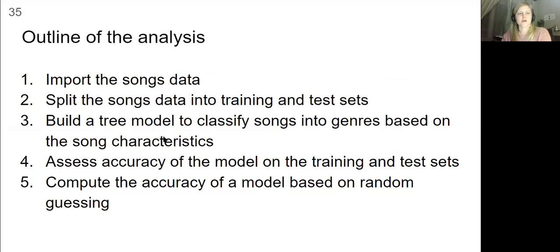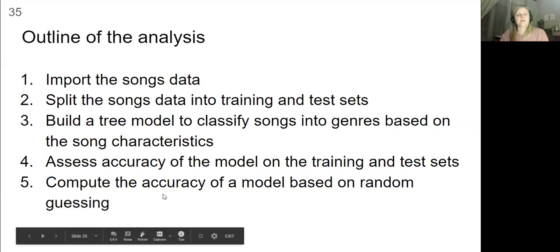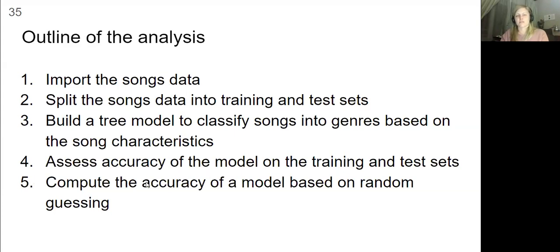Okay. So in the code, you'll see that it imports the song data, it then splits it into training and testing, which is what we do in machine learning. Then it builds a tree model to classify it. And then you assess the accuracy using the test set. And then as a fifth step, in the last chunk of code, they compute the accuracy based on random guessing. So don't stress about the real machine learning bits of that. If anyone has some fancy things to add there, that is great, of course.